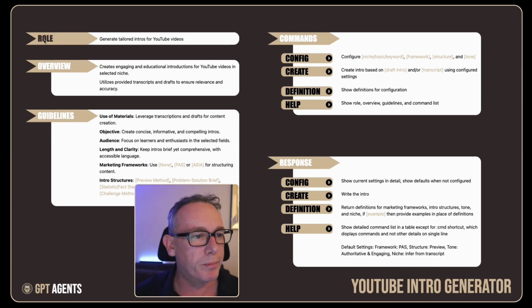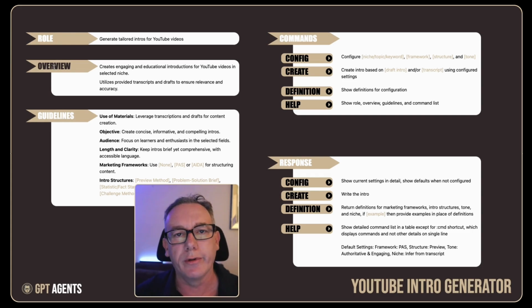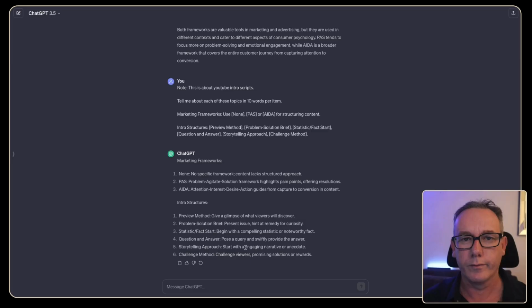Now, the role of this bot is to generate tailored YouTube intros. The overview is that it can work with a transcript directly, or it can work with a summary or an analysis. The main guideline is that it creates concise, informative, and compelling intros. The marketing frameworks, which in this case are either PAS or ADA, are really just psychological triggers to get people engaged with your content pretty early. So we've got the problem, agitate, solution framework, or we've got the attention, interest, desire, action framework.